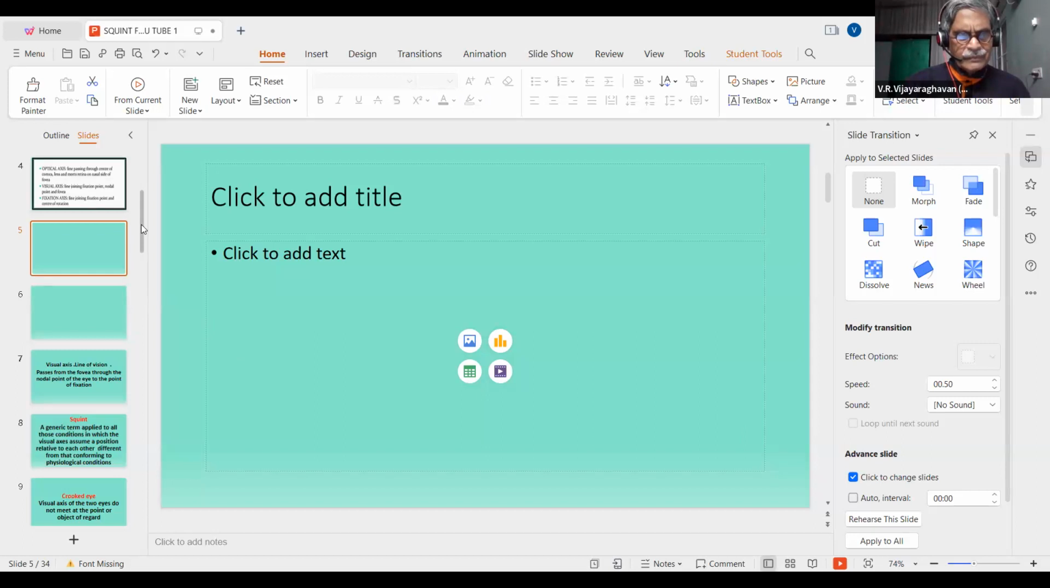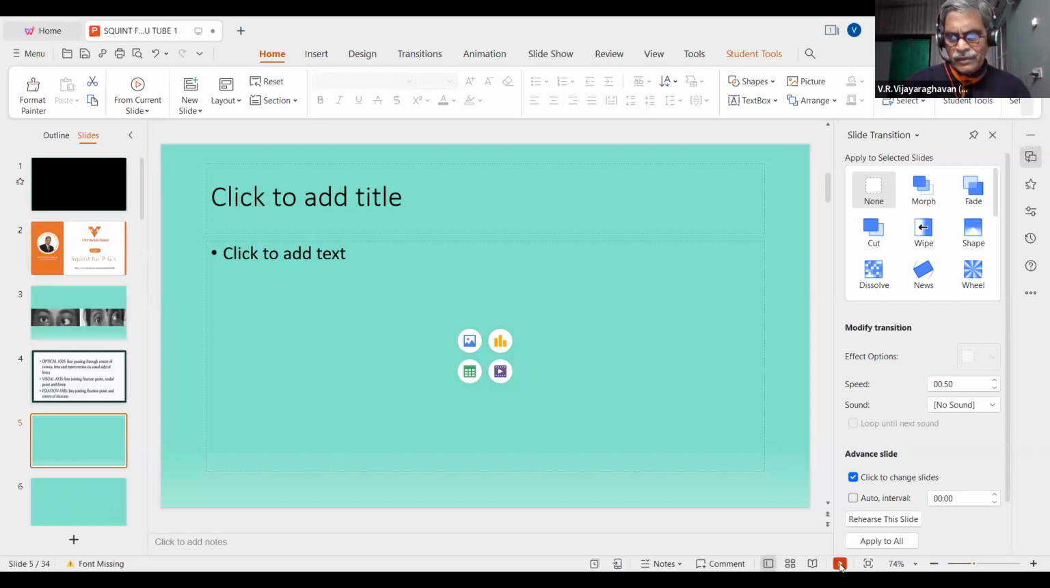From today onwards, I'll be taking some classes on Squint, a topic which is not difficult to understand, but we feel it is difficult, that's all. It is one of the simplest, easiest chapters in ophthalmology, so you can easily understand if you follow properly. Today I am going to start with Squint only. For the next 8 to 10 classes, we'll be talking only about Squint. Okay. Now you can see here.